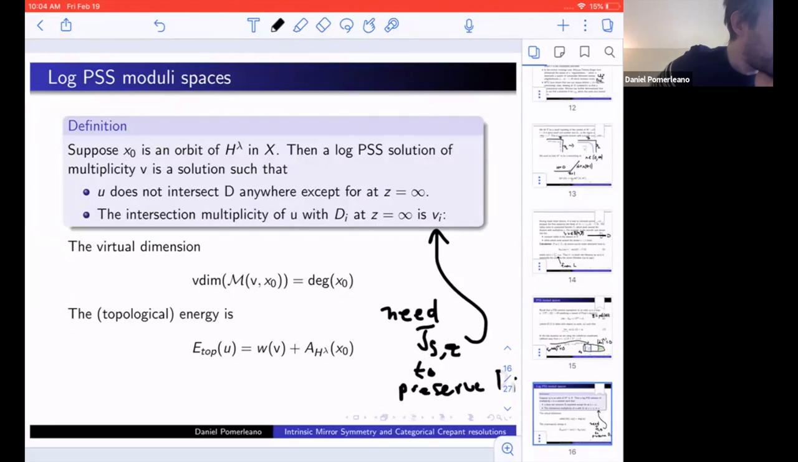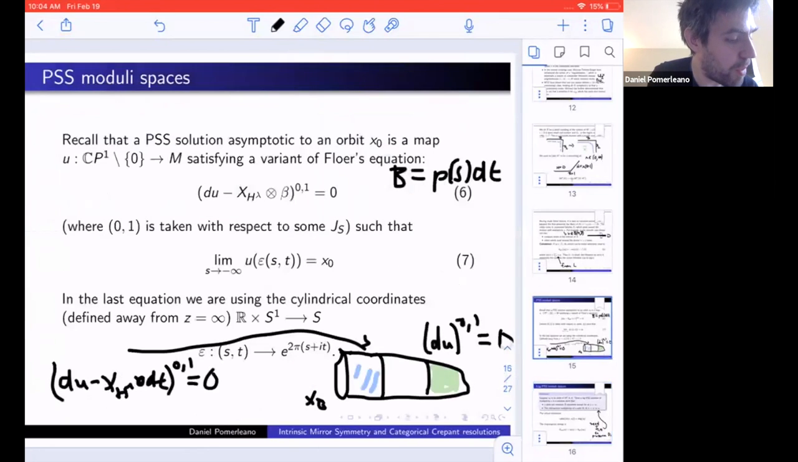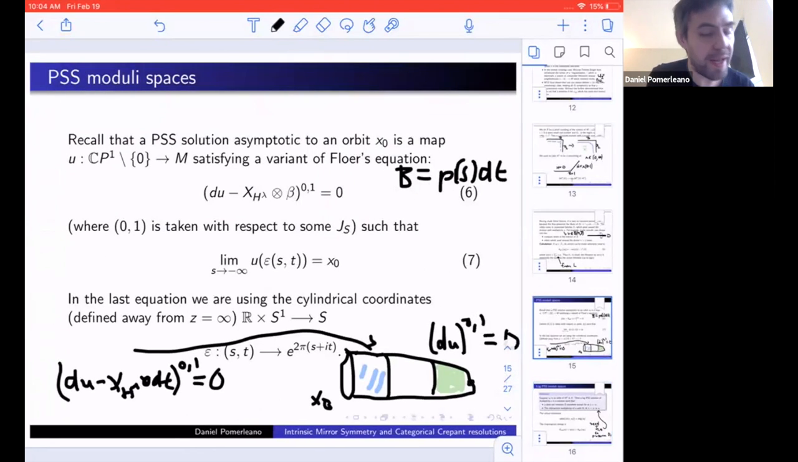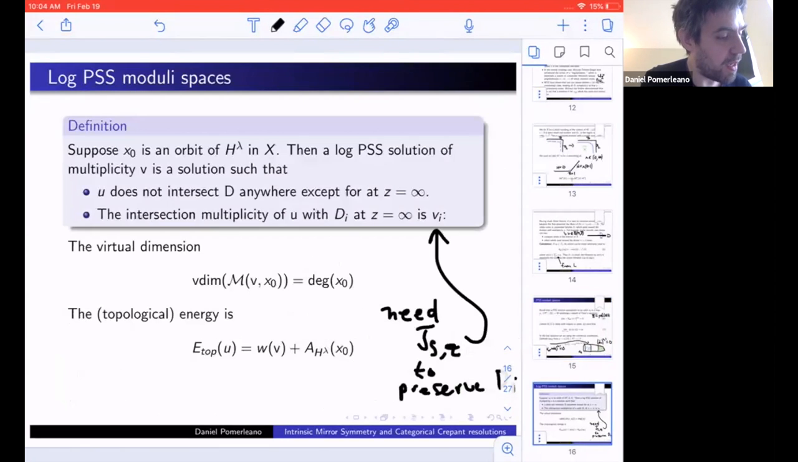Suppose that your orbit actually lies in X. So it's one of the orbits of H_lambda in X. Then a log PSS solution of multiplicity v will be a solution so that everywhere in your domain, except for this distinguished point, we want it to lie in X, in the open part of the manifold. And we want the intersection multiplicity: it will intersect D exactly at z equals infinity, and we want it to intersect each divisor with multiplicity v_i.